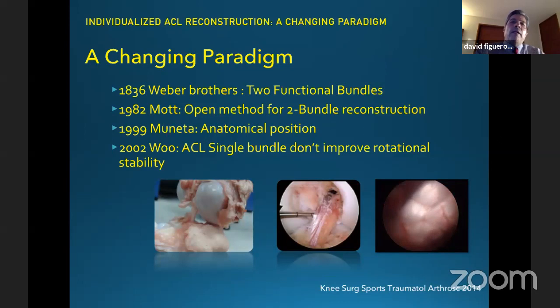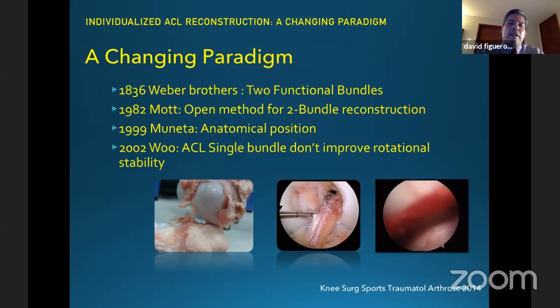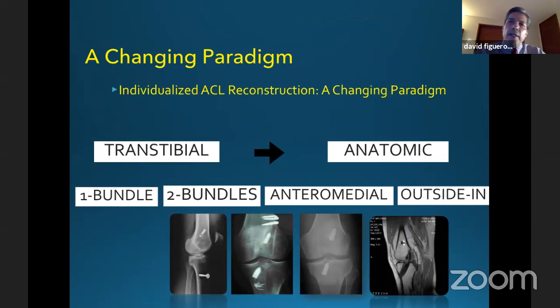If we take a small look at the history of ACL reconstruction, this is not new. In 1836, Weber described two functional bundles, and then an open method for reconstruction of two bundles was described. In 1989, Muneta started talking about the anatomical position of the ACL. And at the beginning of the 2000s, Gu and his group started talking about how the single bundle ACL doesn't improve the rotational stability at all. So in the last years there has been a drastic change from transtibial reconstruction to anatomic position, motivated especially by the lack of control of the rotatory instability. And that has changed the mind and the approach of knee surgeons.